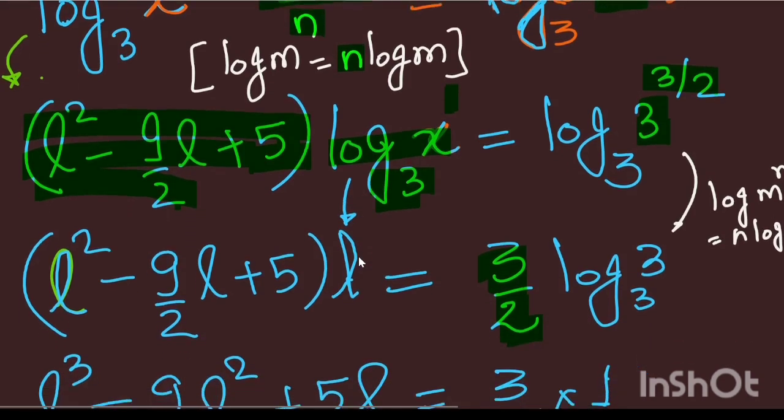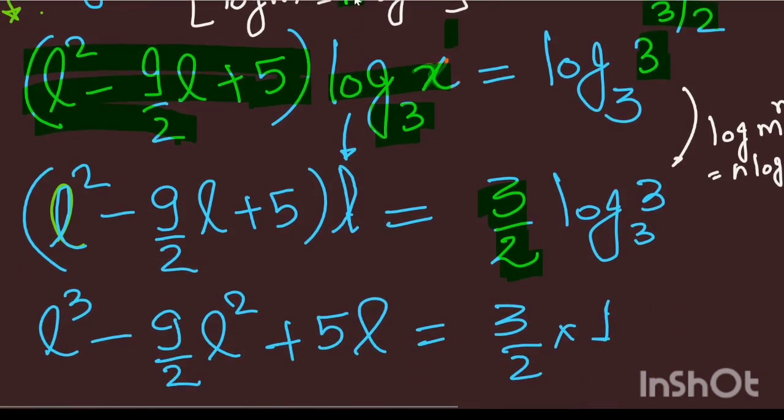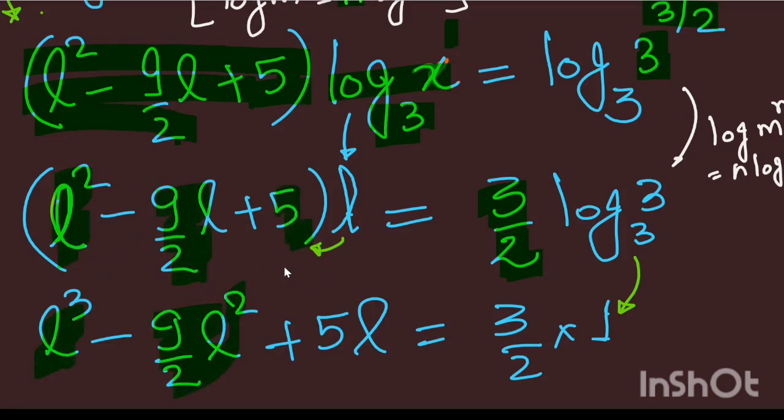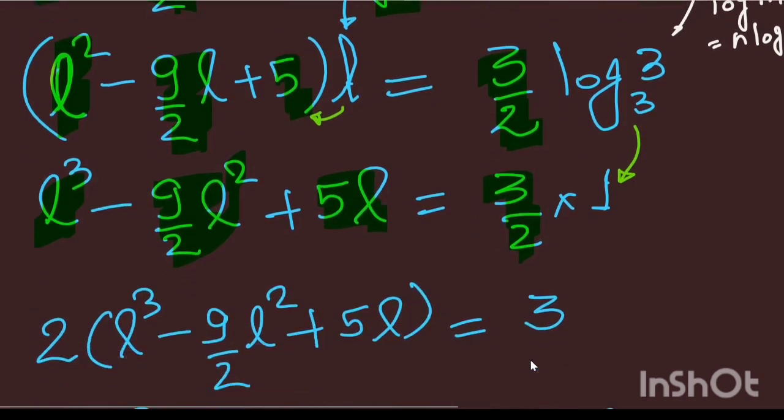Okay. So now as you can see here, log a base a is 1, so log 3 base 3 is 1, we will replace it, and this L gets multiplied to the expression in the bracket. So this L square becomes L cube, 9 by 2 L becomes 9 by 2 L square, plus 5 becomes 5L, and the right hand side becomes 3 by 2 because log 3 base 3 is 1.